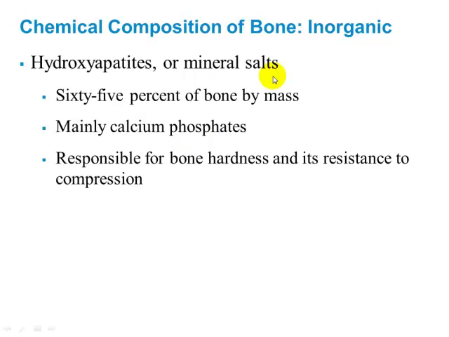If you think back to chapter 2, we said salts are where you have ionic compounds that don't have H plus and OH minus. So calcium is a positive ion. Phosphate would be a negative ion. So calcium phosphate is a salt. This mineralization, the addition of these calcium phosphates, is what is going to give bone its hardness and its resistance to compression. Right? So this is why growing up you're told to drink milk to get calcium to make your bones strong.